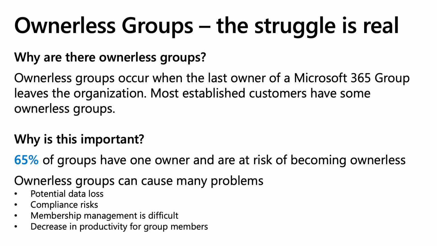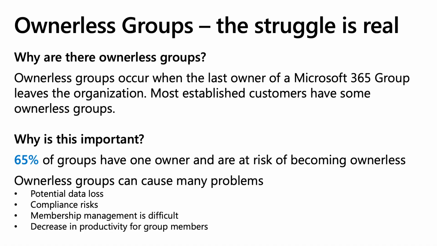Well, first I wanted to share a stat with you guys that 65% of groups have only one owner and are at risk of becoming ownerless. If that owner leaves the organization, that group is now ownerless, and it can cause some problems. When the group becomes ownerless, it goes into a recoverable state, but if it sits in that recoverable state for a long period of time, it actually can get cleaned up and removed, and that can have a potential for data loss within the group.